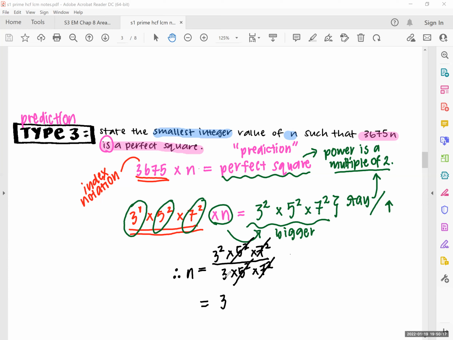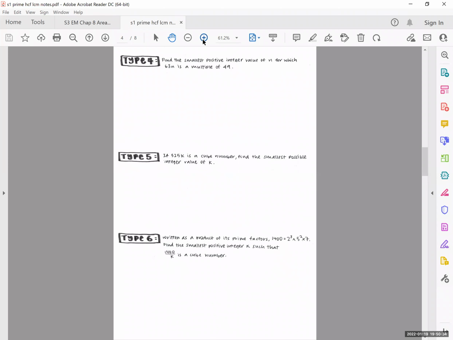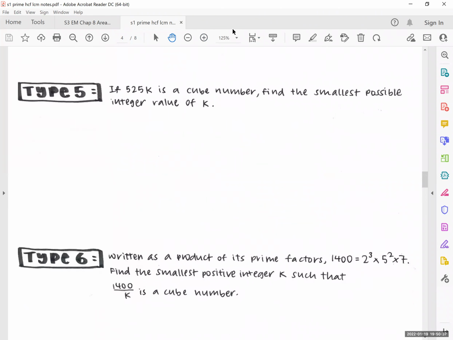Since we are done with type 3, the next kind of question that I want to do will be type 5. Okay, so why do I want to do type 5? Because just now, do you remember we saw the word perfect square? So now the keyword is perfect cube. Same thing, I'm going to use the same highlighter in pink. The moment you see 525k is a cube number, or sometimes they will say perfect cube, it means that this is a prediction question type.